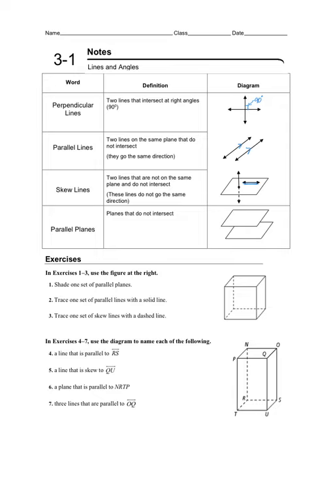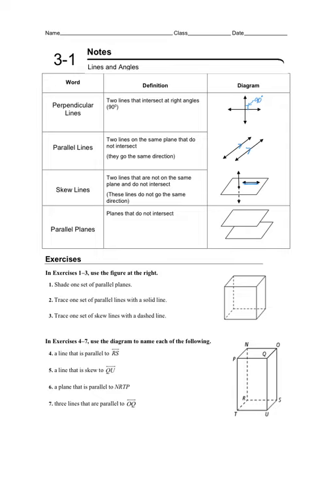So on the test, one of the questions is going to say, how are parallel lines and skew lines alike? Well, they're alike because they don't touch. How are they different? Well, parallel lines lie on the same plane, skew lines don't. Or you could say parallel lines go the same direction and skew lines don't. Both of those answers would work.